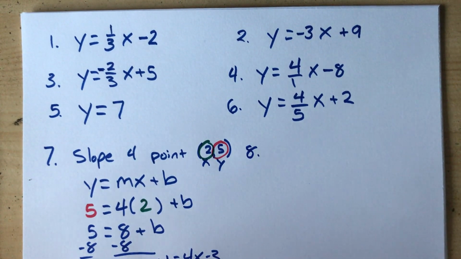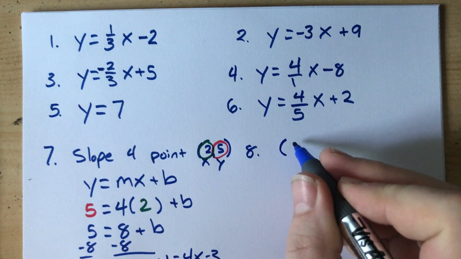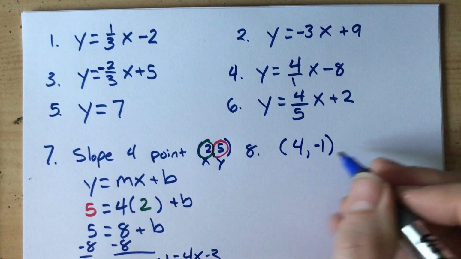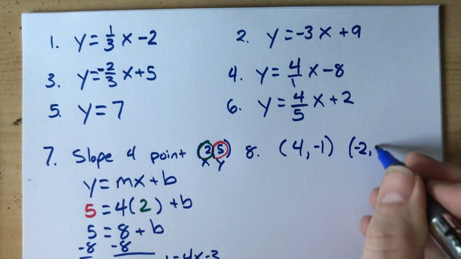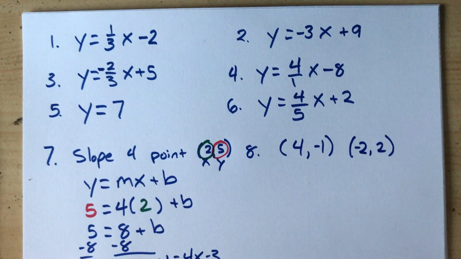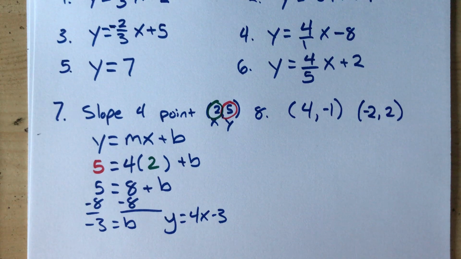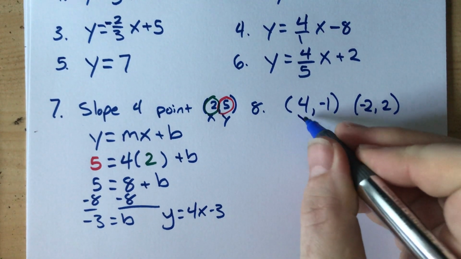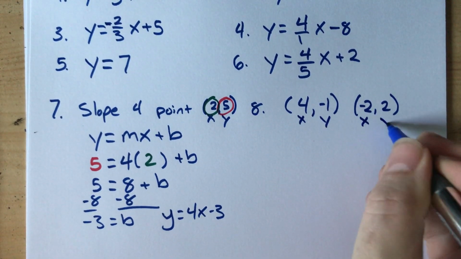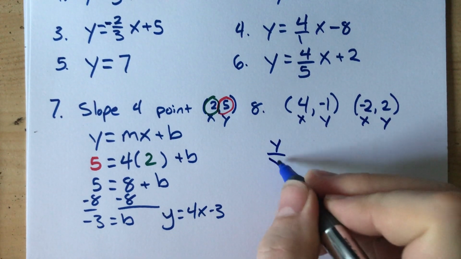Number 8. There will be 2 of these. This is where I give you 2 points: (4, negative 1) and (negative 2, 2). Sorry. So you've got to find the slope first. So remember, label your points. And remember, slope is y over x.